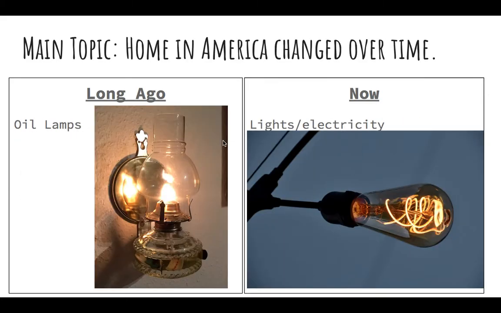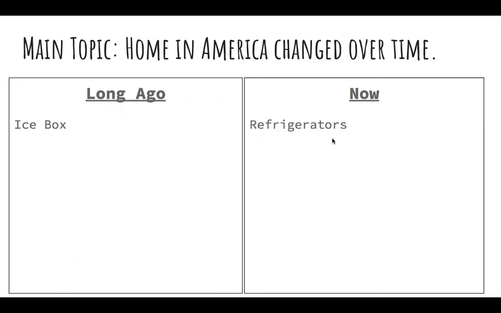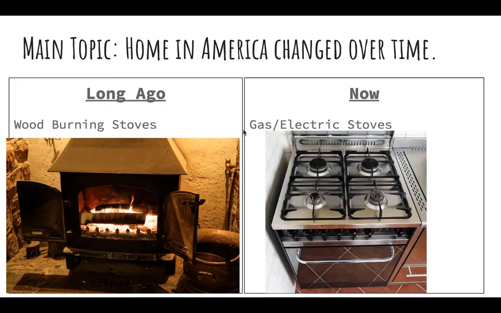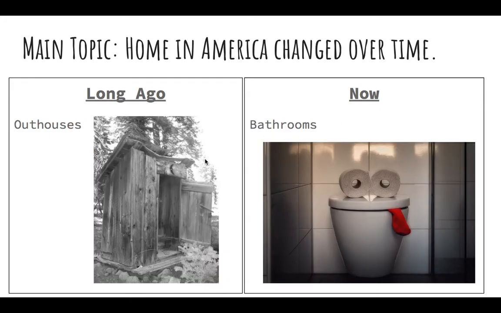So we did school, now we're in home. Home in America has changed over time. Long ago, there were oil lamps. Now, there is electricity. Long ago, we used ice boxes. Now, we have refrigerators. Long ago, we used wood-burning stoves. Now, we use gas stoves or electric stoves. Long ago, we used outhouses. Now, we use bathrooms. And I found a funny picture of a bathroom.